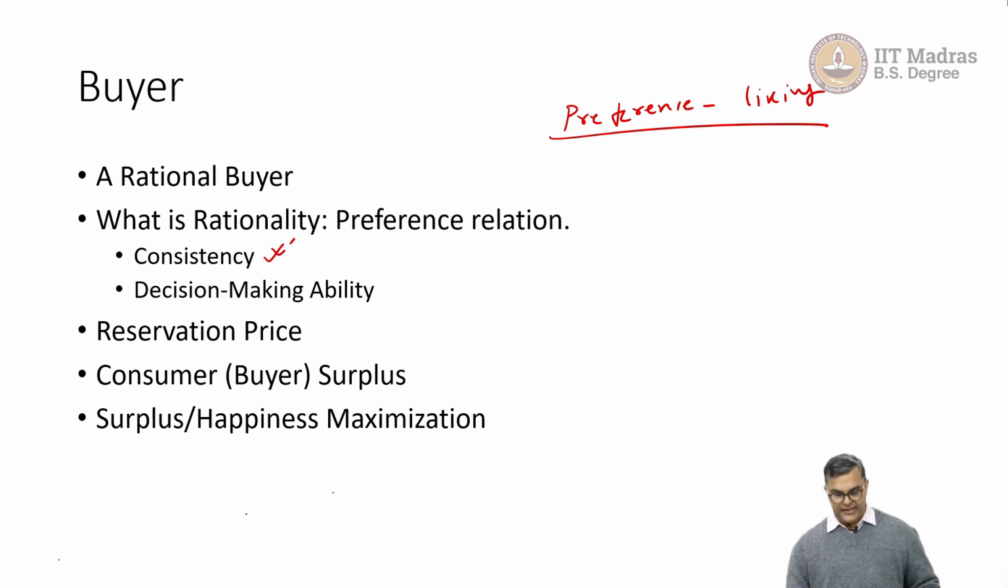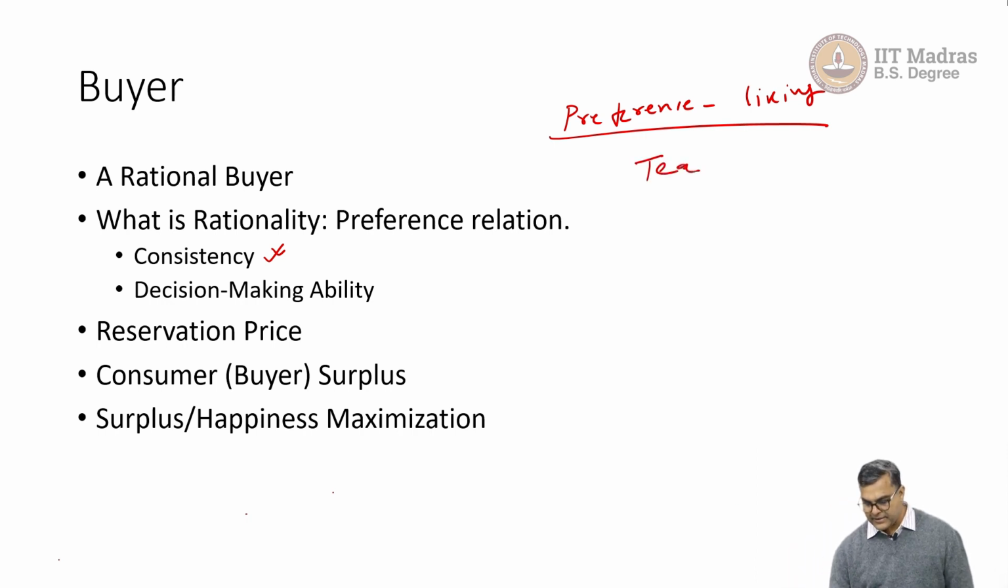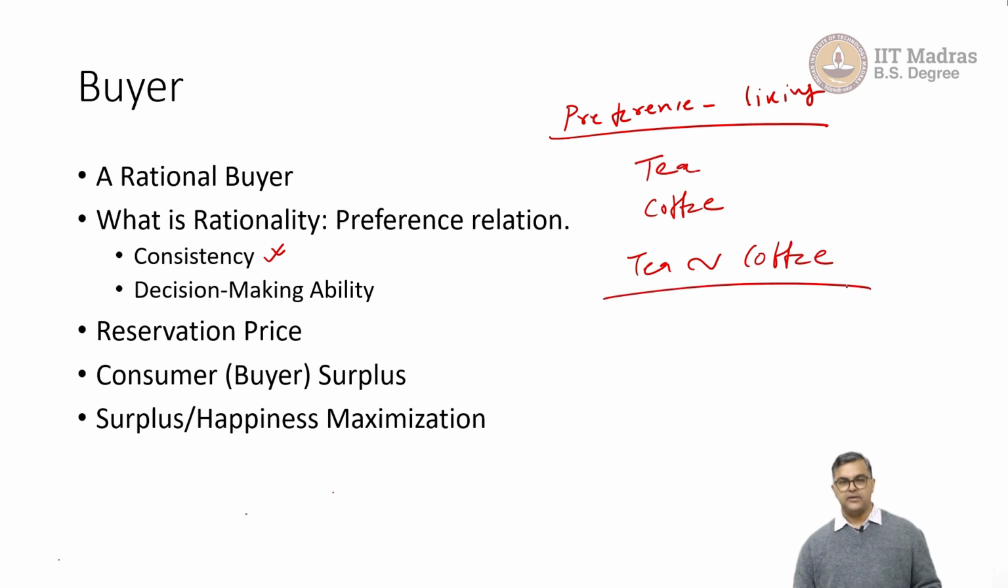Now, there are three possibilities between tea and coffee: you like tea more, or you like coffee more, or you are indifferent between tea and coffee. It means that you have decided; you are not confused. This is not a state of confusion. You can tell your friend that I am fine with anything, tea or coffee. What it means is that you like tea and coffee equally. There is another situation that we are trying to rule out. The other situation is that you are confused about which one you like. That confusion is not allowed.